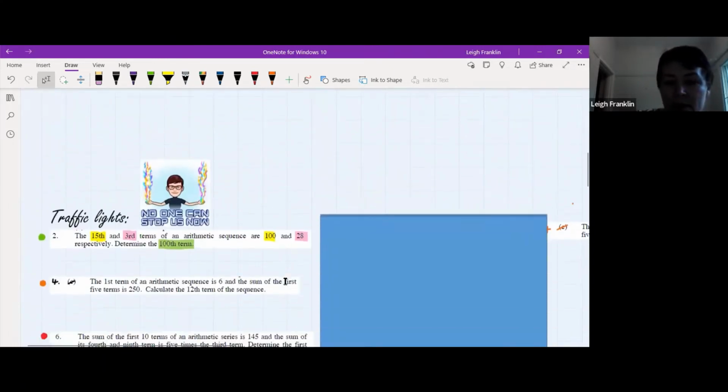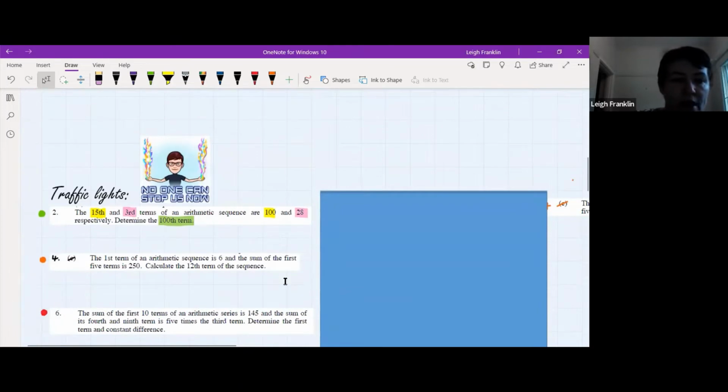Right, let's go and have a look at the first traffic light. Okay, so the green one. All right, Matrix, this is very similar to what we've done. They just want you to do one step extra, which is determine the 100th term, right? But in order to find the 100th term, you need to work out what A and D are, right? Do you want to do this by yourselves, or do you want Katlego and I to guide you through this?